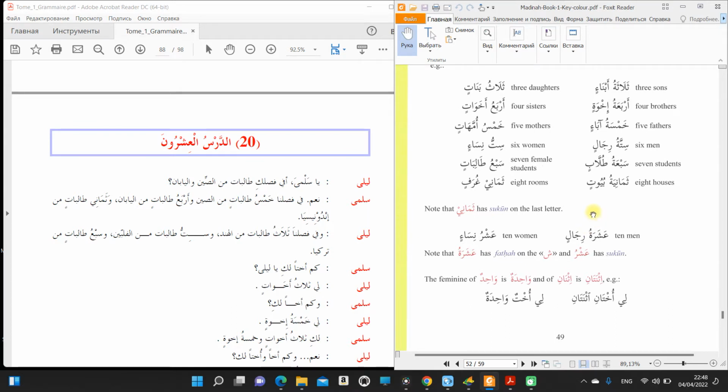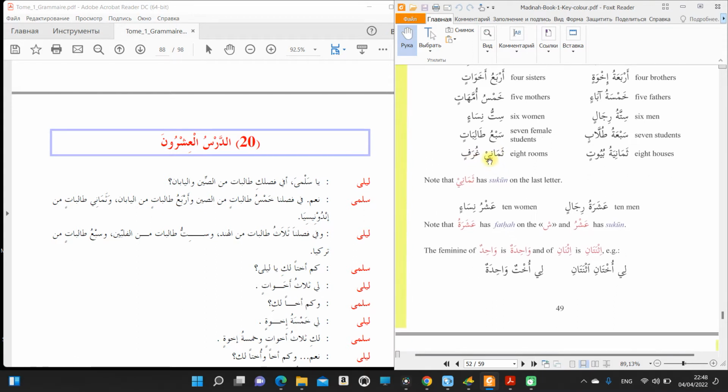But there is a slight difference in the number 10. Note that ثمانية has sukun on the last letter. Well, firstly, it's about 8. ثمانية بيوت, ثماني غرف. That's how it is. ثمانية, but in this case it's just ثماني غرف. It's not fatha like here. It is sukun. ثماني غرف.